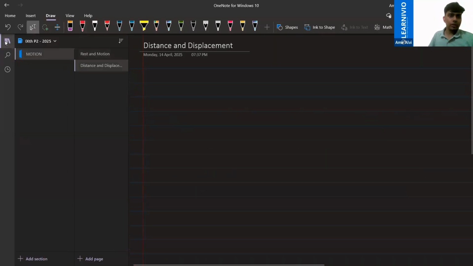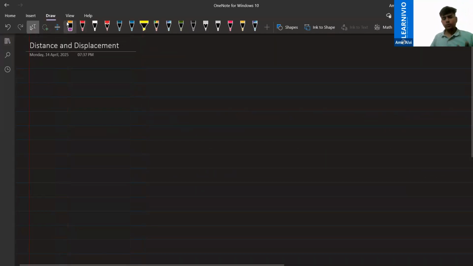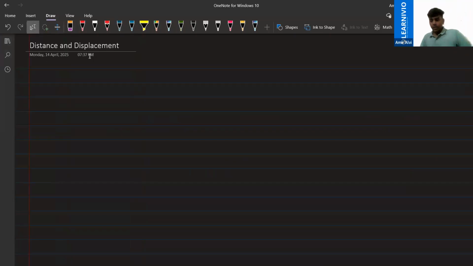Now let's move to the next case, that is distance and displacement. So this was all about rest and motion. You can take time as a reference to analyze whether the body is moving or not. If the body is changing position over time, it is in motion, and if not changing, it is at rest.